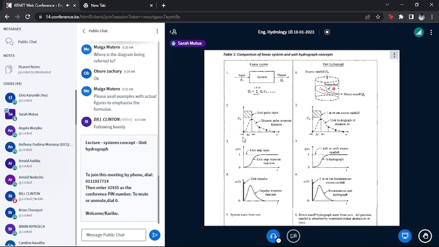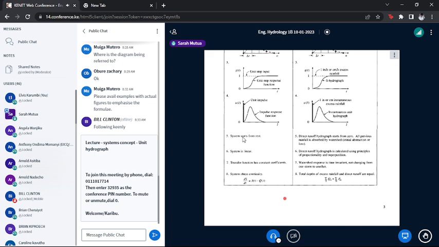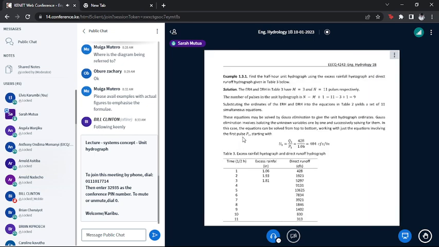A linear system and the watershed. Yes, I did explain the concepts. Then unit pulse response function, excess rainfall, unit step function, and then the S hydrograph. This is like a mass curve of a hydrograph, and then unit impulse, then this is the instantaneous unit hydrograph. So we have severally tried to explain these similarities.